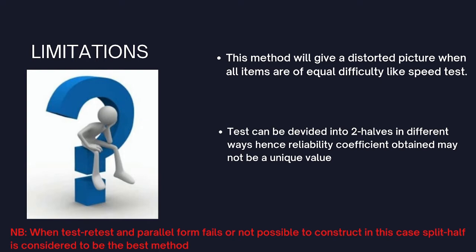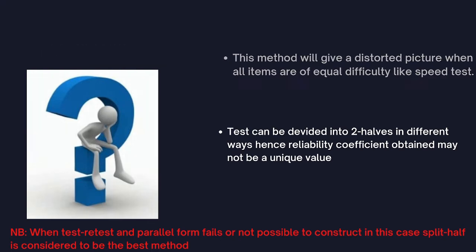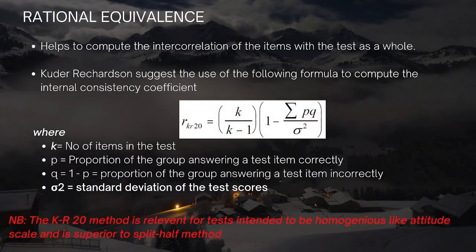So now we are moving towards the next method, that is the rational equivalence method. This method helps you compute the intercorrelation between the items and the test as a whole. That means you can find the intercorrelation between each and every item and the total test. This method follows the formula of Kuder-Richardson. Kuder and Richardson are two psychologists as well as statisticians. They have given one formula.